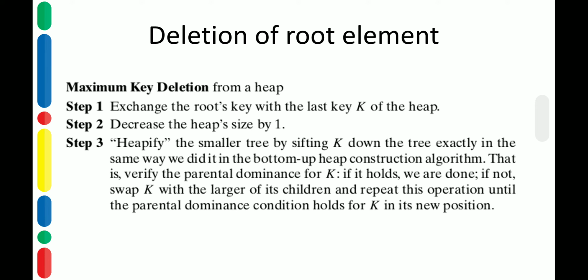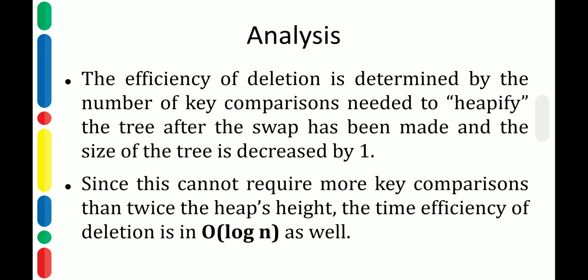If at this stage, when we verify, the parental dominance holds, then we stop there. Otherwise, we swap the parental node with the largest child, and we repeat this operation till the parental dominance is either satisfied for k, or we have reached the root position. So let's look at an example here. Okay, before the example, let's do the efficiency analysis as well.